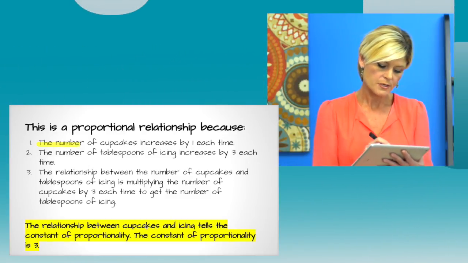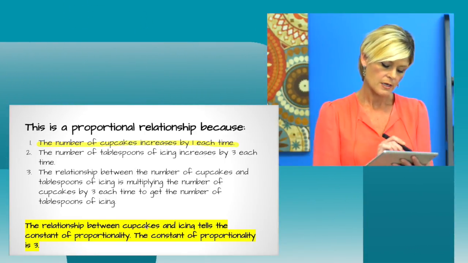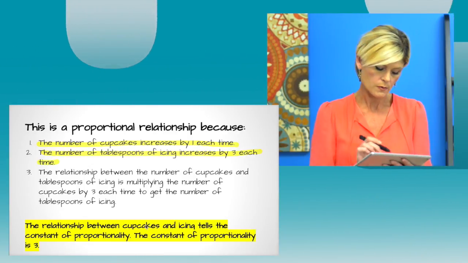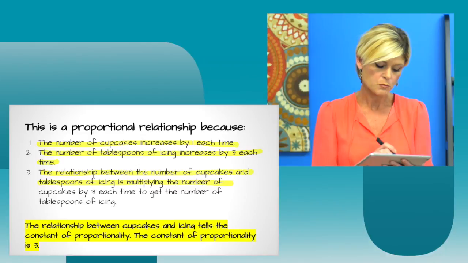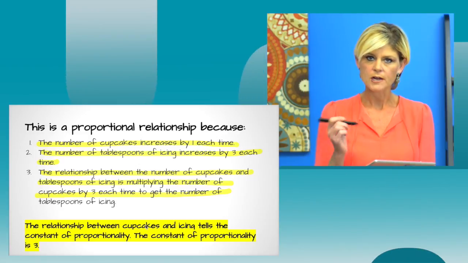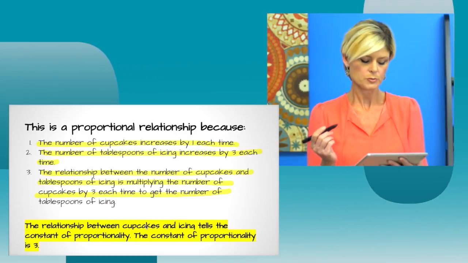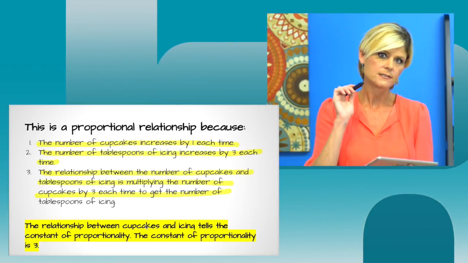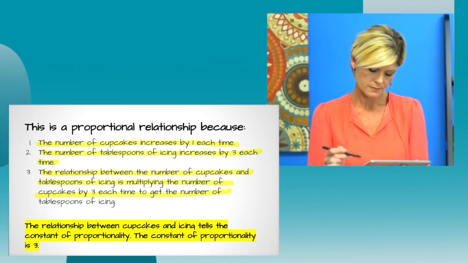Number 1, the number of cupcakes increases by 1 each time, that top row. Number 2, the number of tablespoons of icing increases by 3 each time, that's the bottom row. And third, the relationship between the number of cupcakes and tablespoons of icing is multiplying the number of cupcakes by 3 each time to get the number of tablespoons of icing. I'll show this to you again on a different kind of graph. It might make a little bit more sense visually. So we know that the relationship between the cupcakes and the icing tells the constant of proportionality. And the constant of proportionality is 3.